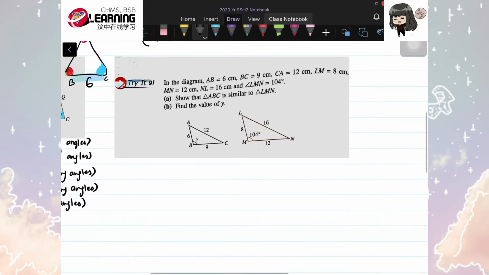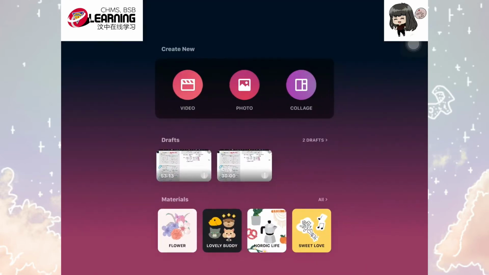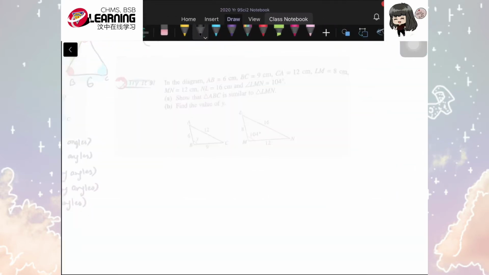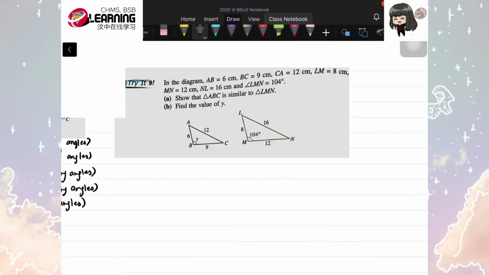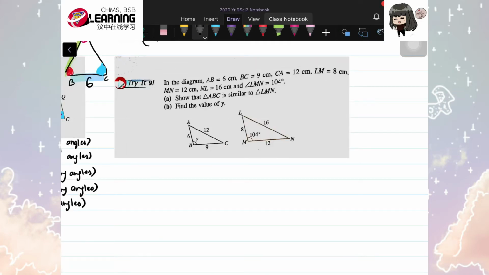Try 9, let's look at Try 9. So in the diagram, it's already labeled there. Show that triangle ABC is similar to triangle LMN. Sorry, hold on. Show that triangle ABC is similar to triangle LMN. Let's see if the orientation is the same here. Triangle ABC similar to triangle LMN is from the question.